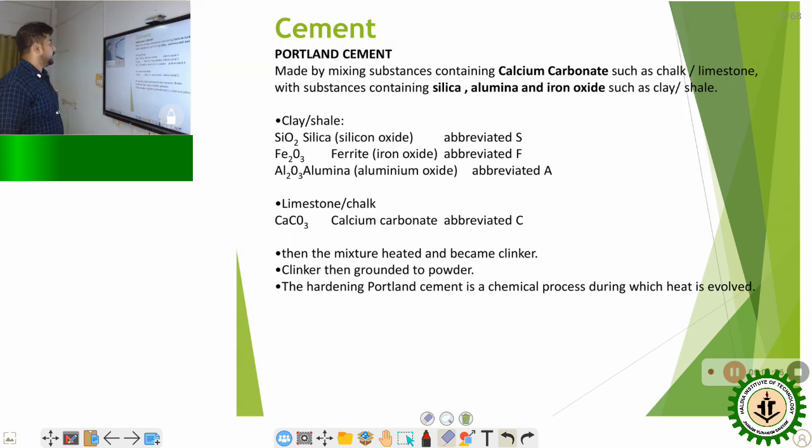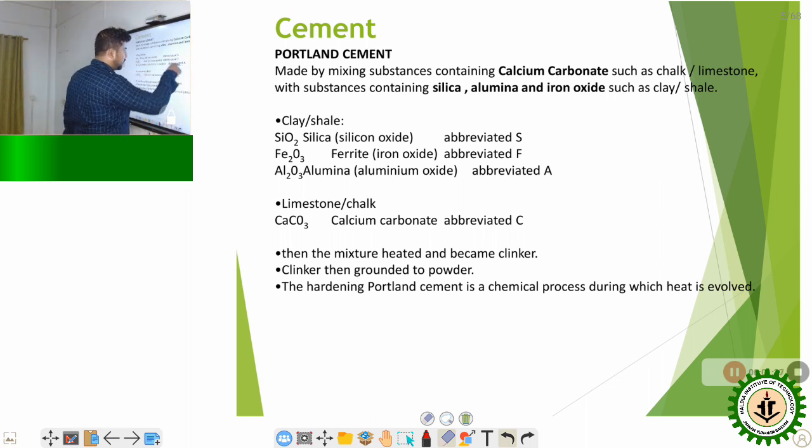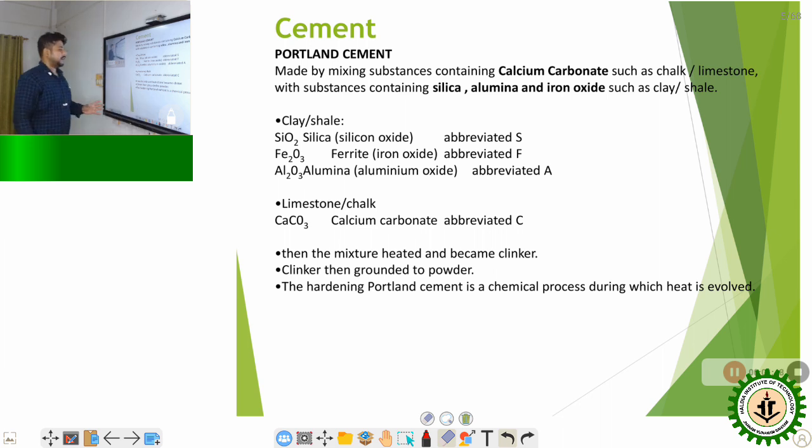Portland cement mainly consists of SiO2, abbreviated as S, Fe2O3 ferrite, abbreviated as F, and Al2O3 alumina, abbreviated as A. This is the nomenclature in civil engineering, not the nomenclature in chemistry. So remember it, because it will be helpful in future lectures. And limestone or chalk, CaCO3, calcium carbonate, is abbreviated as C. This mixture is heated and forms a clinker, and the clinker is then ground to powder. That powder is packed in a 50 kg bag and sold in the market.